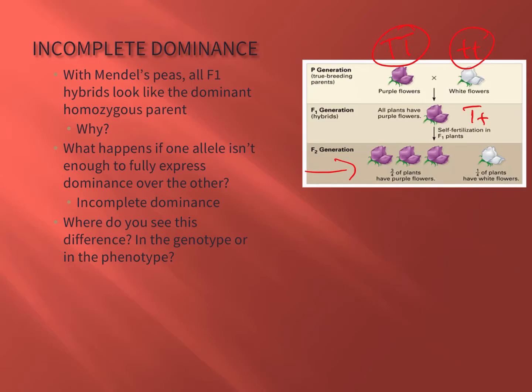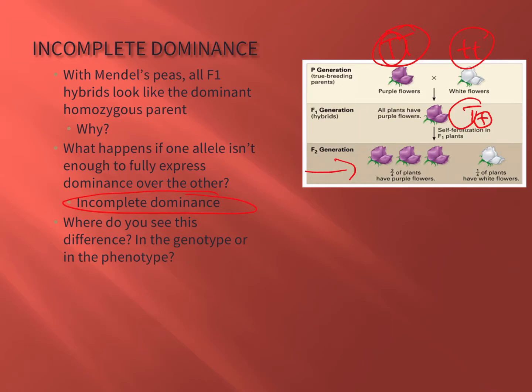And so what would happen if this dominant gene didn't overcome the expression of the recessive gene? What would happen if it didn't have enough power to fully express dominance over the recessive gene? Well, in that case, what you would have is incomplete dominance. And so where exactly would you see this difference? Do you think it's either in the genotype or the phenotype?